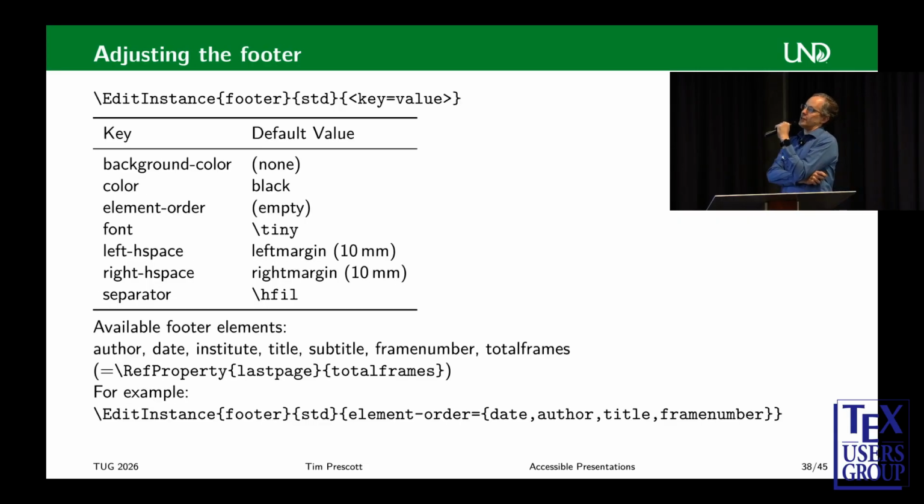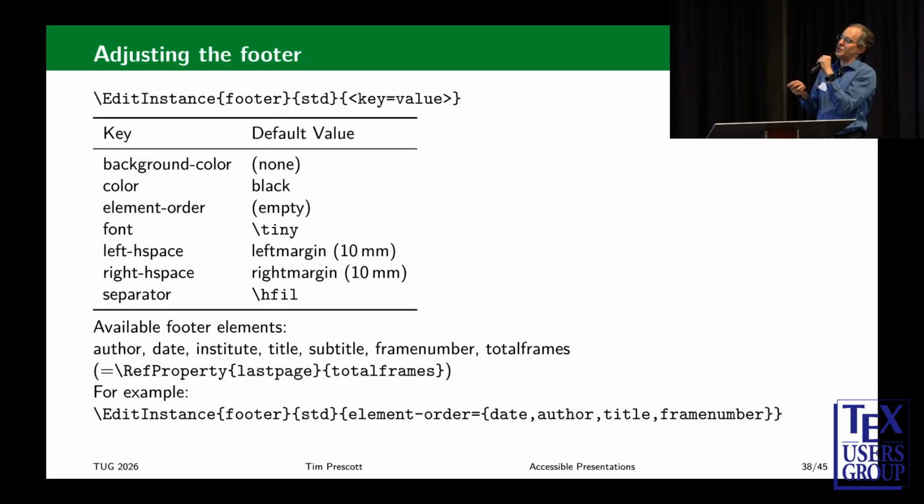Okay, the footer. So it's another template instance that we're using. The footer itself starts out empty with no elements to show. So we need to put something in it. The things that we can put in there are author, date, institute, title, subtitle, frame number, and total frames. If you want to get that total frames elsewhere, you can ref property last page total frames.